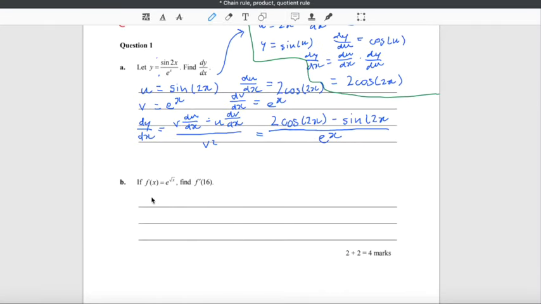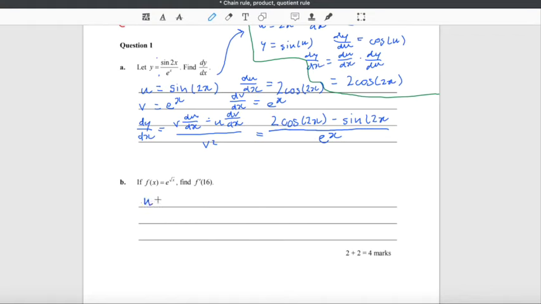Alright, last couple of questions. This question asks, if f of x equals e to the power of the square root of x, find f dash of 16. Hopefully it works out to be a nice number. What I think when I look at this is that it looks like a chain rule question because we have a function within a function. So let's see if we can break it down.